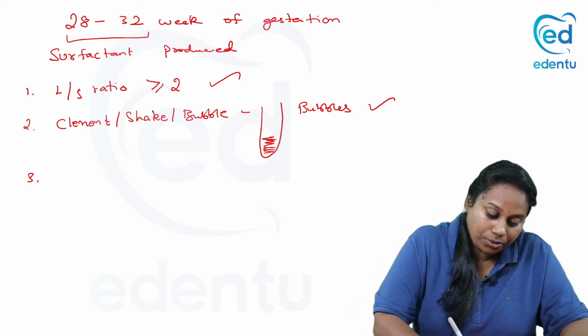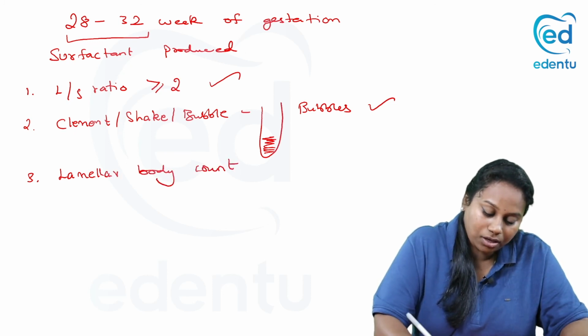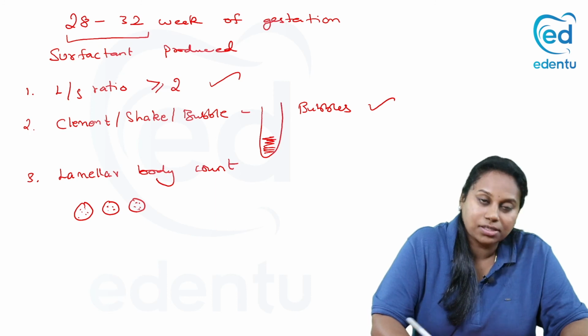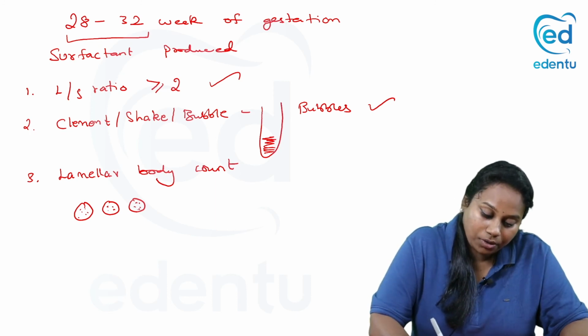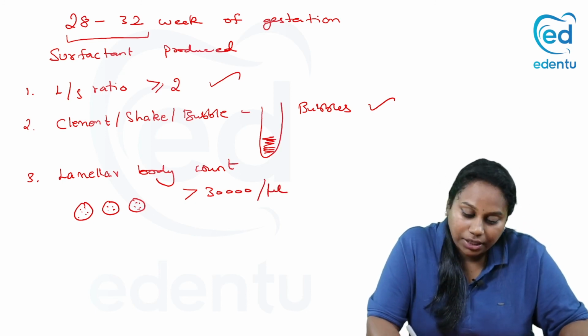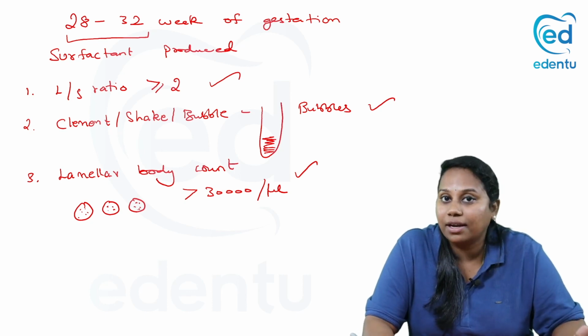Or you can do a lamellar body count. What is this lamellar body? They are small bodies where surfactant is stored. So if lamellar body count is more than 30,000 per microliter of the amniotic fluid sample, it indicates that surfactant is present. If it is less than 30,000, it indicates that the baby has surfactant deficiency.